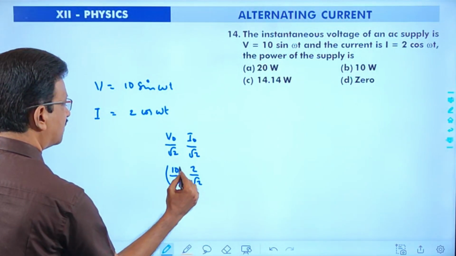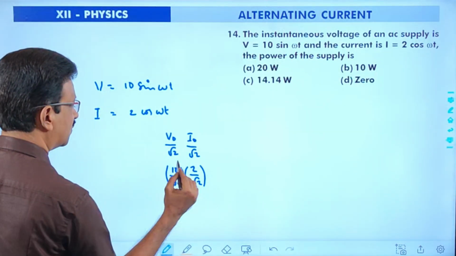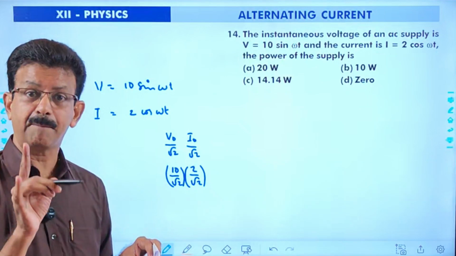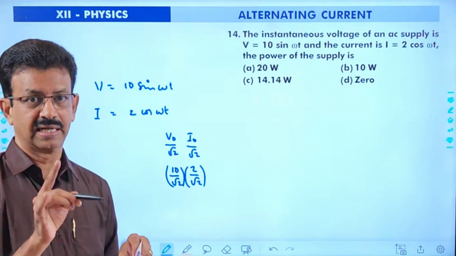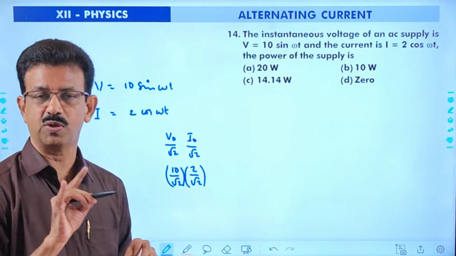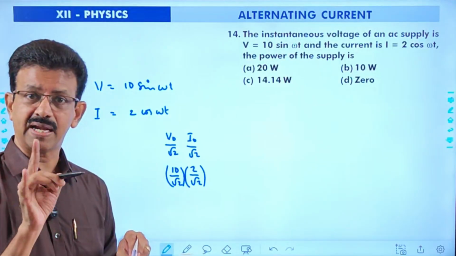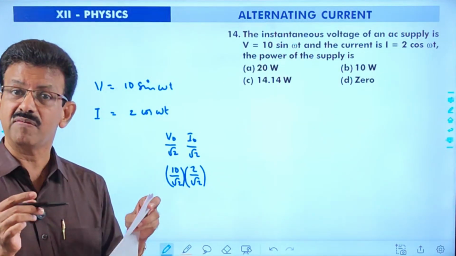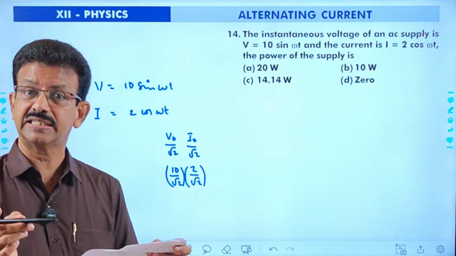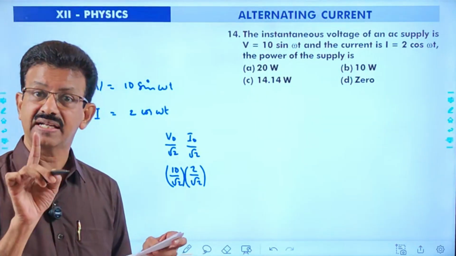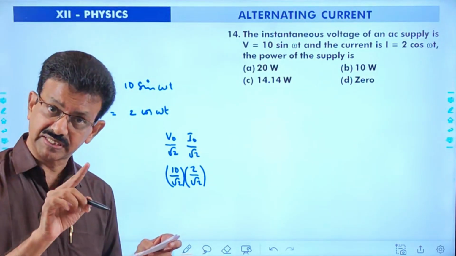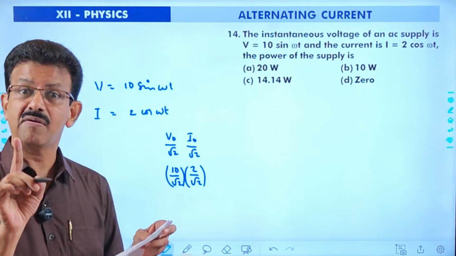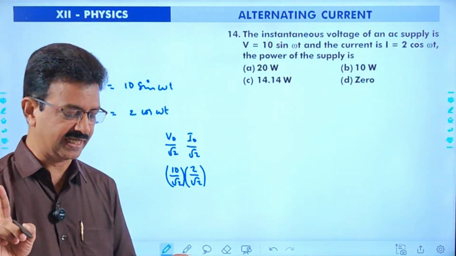The product of the two effective values of voltage and current always gives the apparent power of the supply. This does not give the actual power. This is called apparent power. And to get the actual power, this apparent power is to be multiplied by a correction factor cos phi. And that correction factor by which the apparent power is to be multiplied to get the average power is called the power factor of the AC.